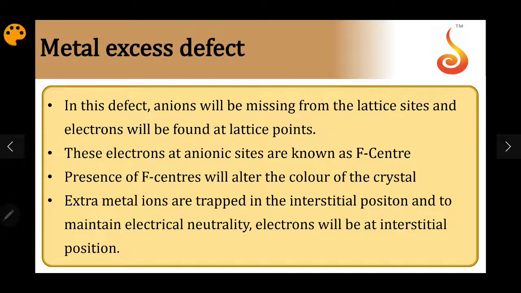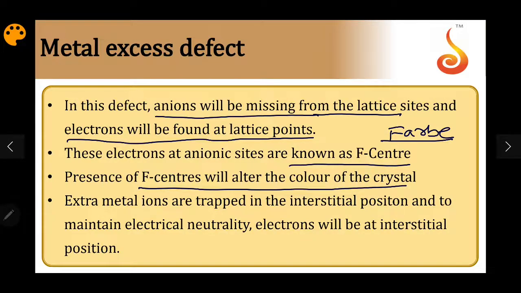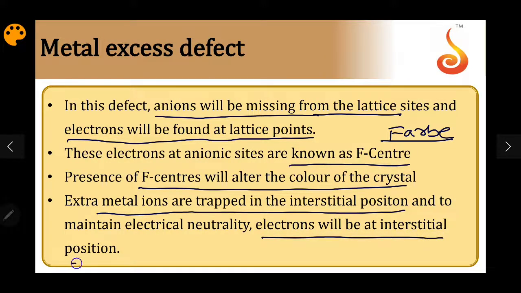Metal excess defect. In the case of metal excess defect, the anions will be missing from the lattice points. If anions are missing, the charge is balanced by electrons present in these lattice positions. The presence of electrons in lattice positions are called F centers. F stands for Farbe, meaning color. So the presence of F centers will alter the color of the crystal. One more way of getting metal excess defect is that extra metal ions are trapped in the interstitial position. To balance the charge, some electrons are also found in the interstitial position. So that's another way of getting metal excess defect.